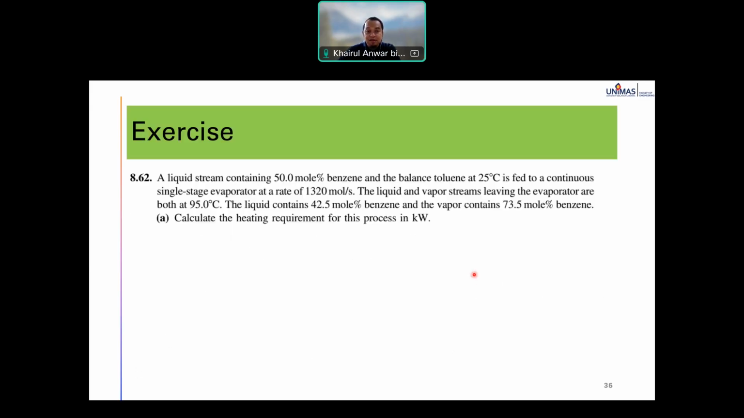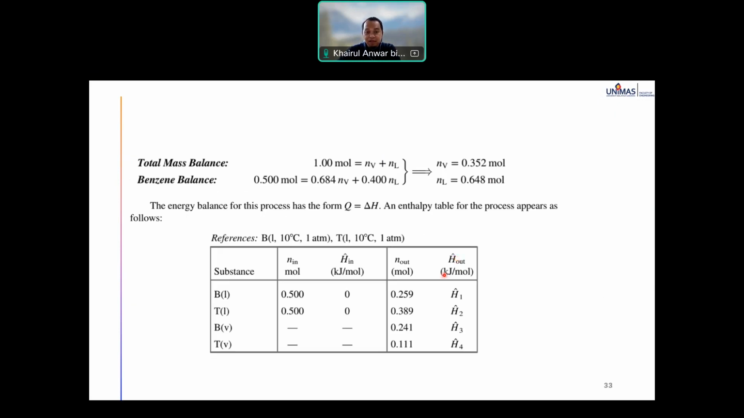So calculate the H. If you choose the reference point to be 25 degrees C, which is the feed, then H in is 0 automatically.